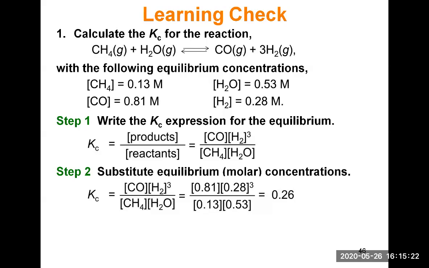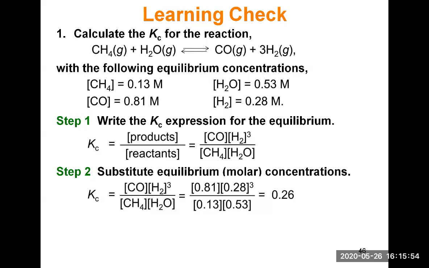I want to mention that to calculate this, you can also do 0.81 times 0.28 cubed. And you can divide by 0.13 and divide again by 0.53, right? This is another way to use the calculator and have the correct answer. So make sure you pay attention to how you use your calculator.